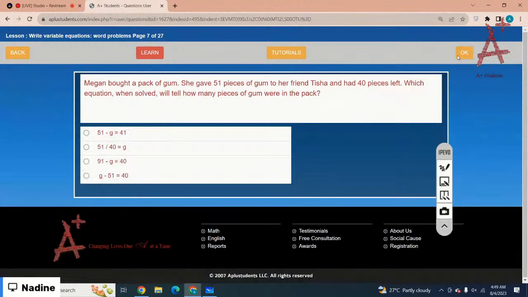Megan bought a pack of gum. She gave 51 pieces of gum to her friend Tisha and had 40 pieces left. Which equation when solved will tell how many pieces of gum were in the pack? So which is the correct option? You don't know the total gums. It would be G minus 51 because she gave 51 to her friend and was left with 40. So it would be G minus 51 equals 40, right?